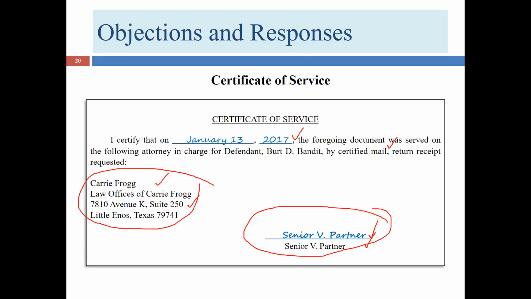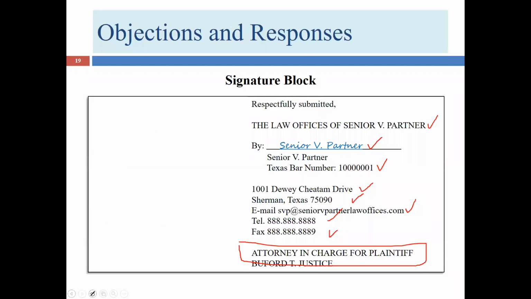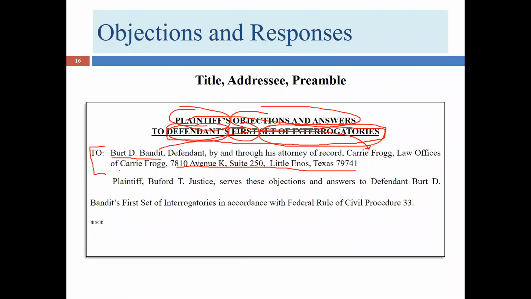These are attorneys from either side. So if this is the defendant's attorney, then this is going to be the plaintiff's attorney. This is who he's sending it to for a response. So this name here is going to match this name here. And that's the same with the interrogatories.